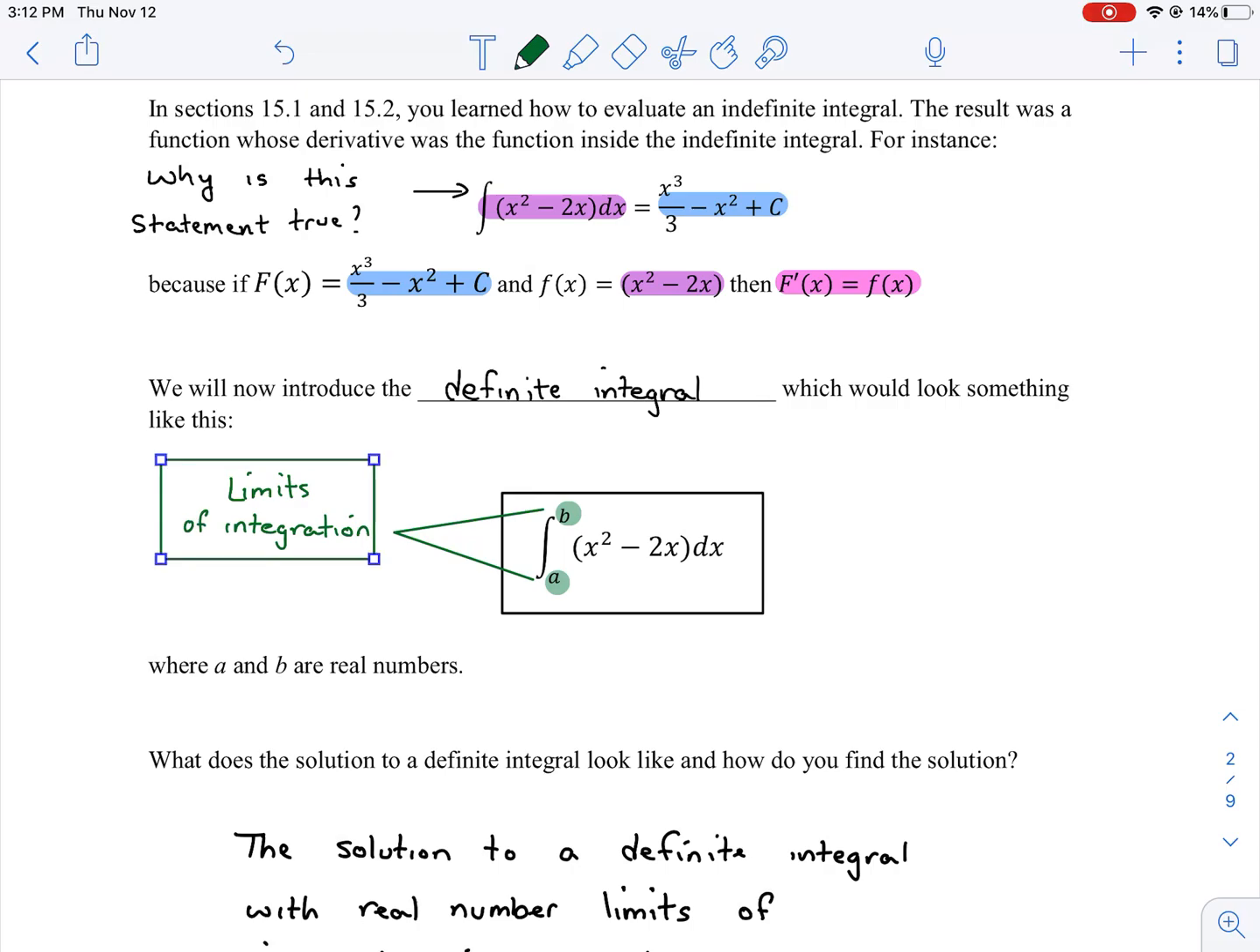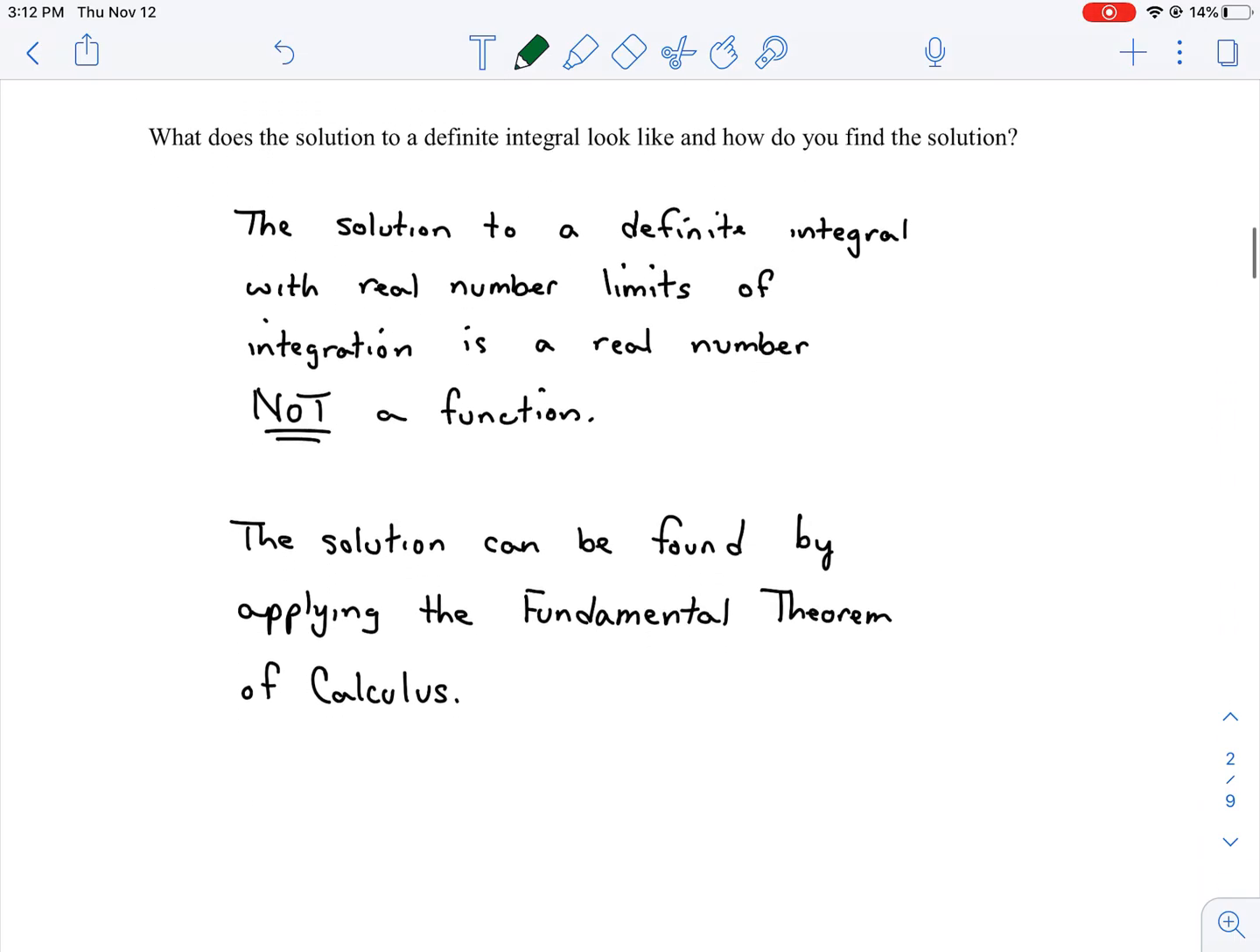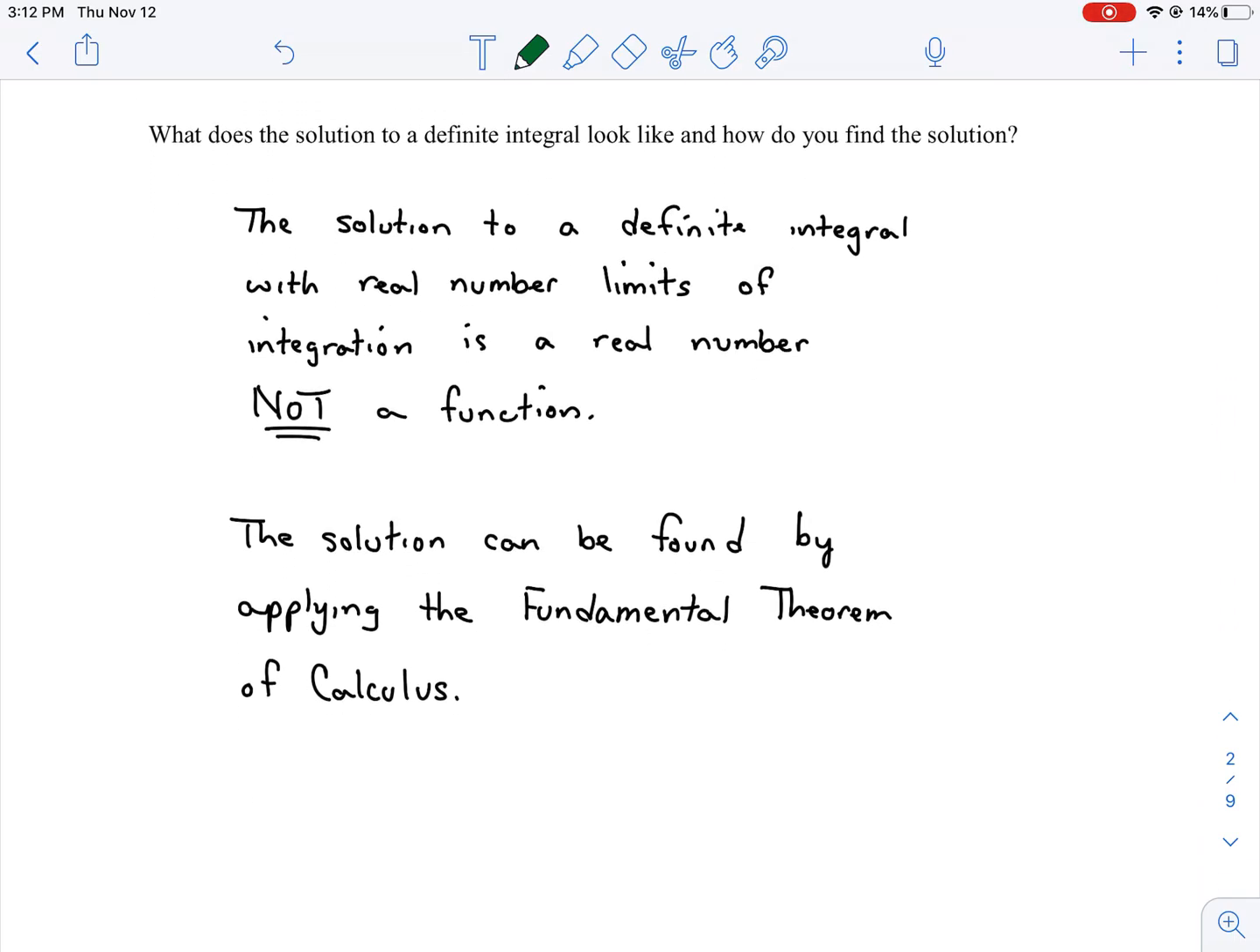Before I get into what these limits of integration do, let's talk about what the solution looks like. What does the solution to a definite integral look like? And how do you find the solution? The solution to a definite integral with real number limits of integration is a real number, not a function. The solution can be found by applying the fundamental theorem of calculus. And with that, let's introduce the fundamental theorem of calculus.